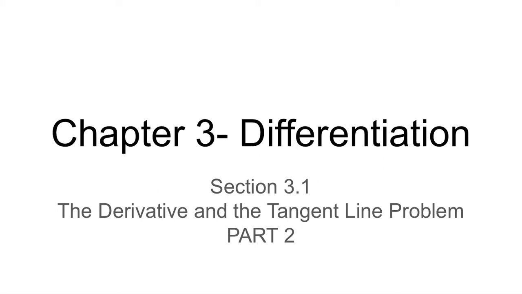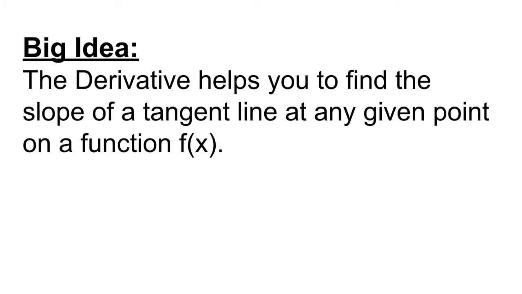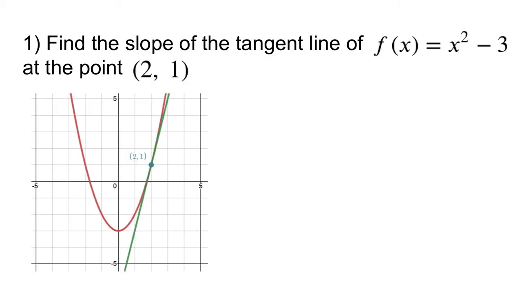We are now going to take a look at what the derivative can tell us about an equation and how we can use it to find the slope of a tangent line. Hold on tight. The derivative does exactly what I said. It helps us to find the slope of a tangent line at any given point on a function. So for example, if I wanted to figure out what the slope of the tangent line of f of x, when f of x is equal to x squared minus 3, at a particular point, 2, 1, I can use the derivative to help me find that out.